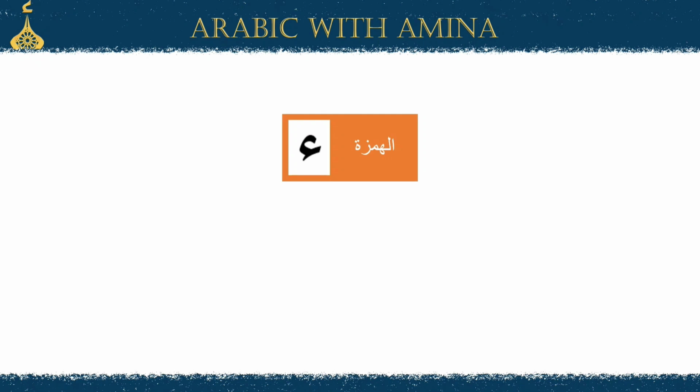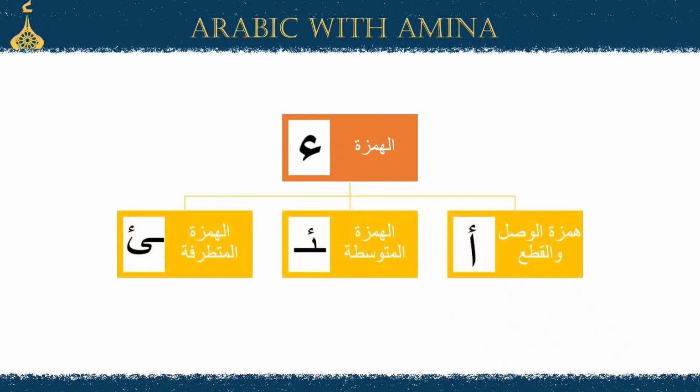We can categorize Hamza by its position in a word. At the beginning, it can be Hamzat al-Waṣl or Hamzat al-Qaṭ. In the middle, it's called al-Hamza al-Mutawassita. And at the end, it's al-Hamza al-Mutatarrifa.